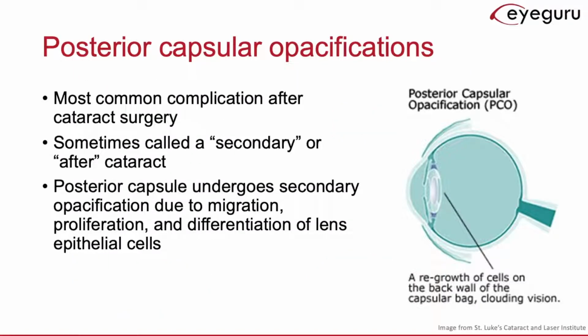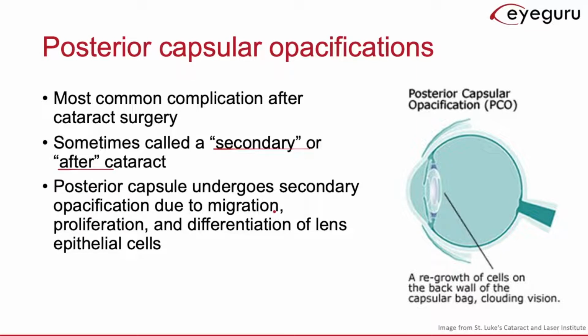So posterior capsular opacifications are the most common complication after cataract surgery. The typical scenario is a patient who develops a cataract, undergoes cataract surgery, experiences visual improvement, and then a few months to years later notes a recurrence of the cataract symptoms, things like blurry vision, glare, and halos. That patient has developed a PCO, and for that reason, PCOs are often referred to as secondary or after cataracts.